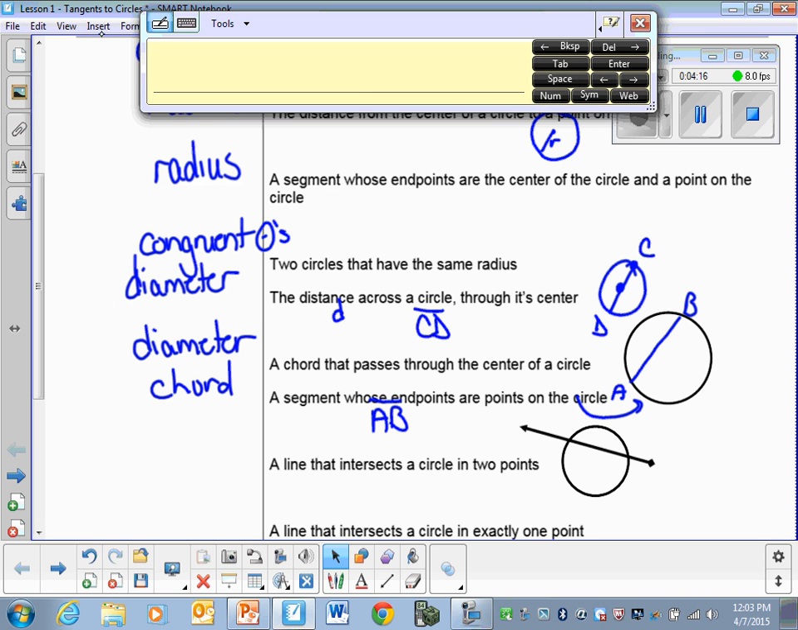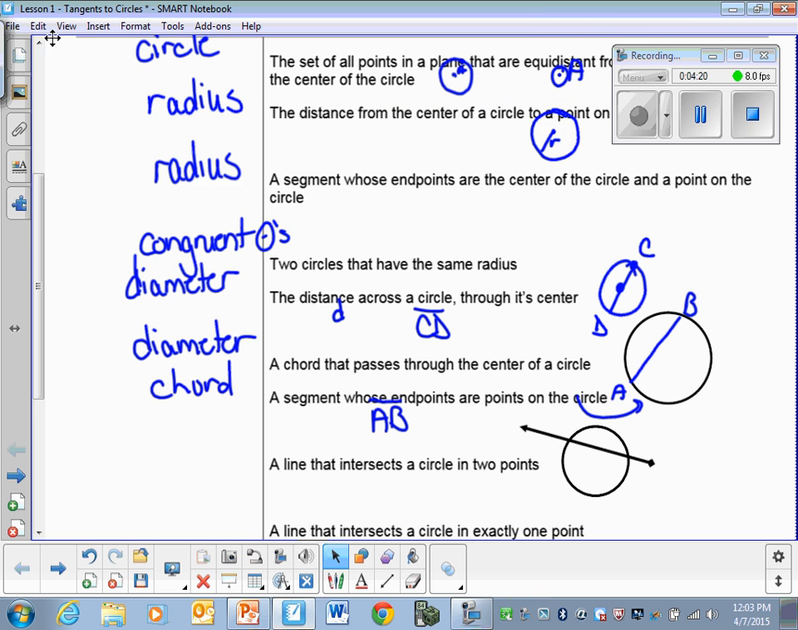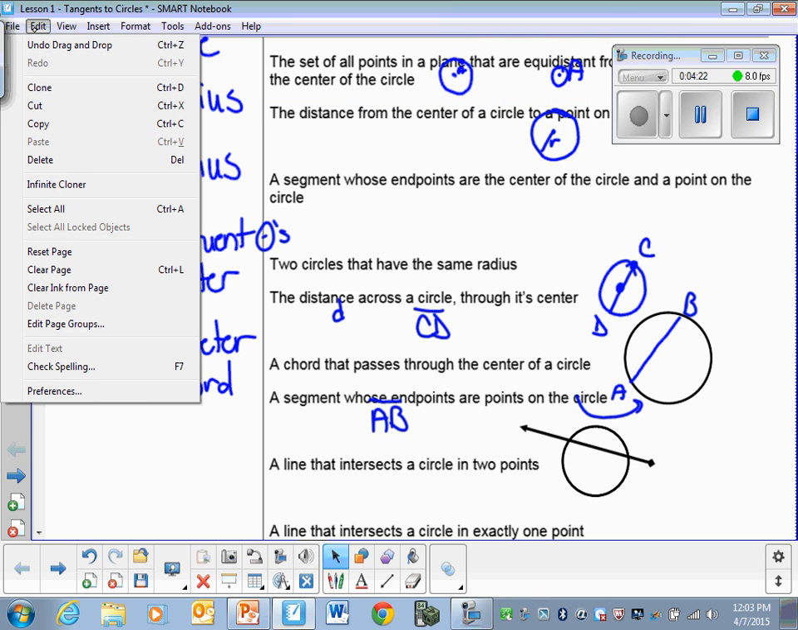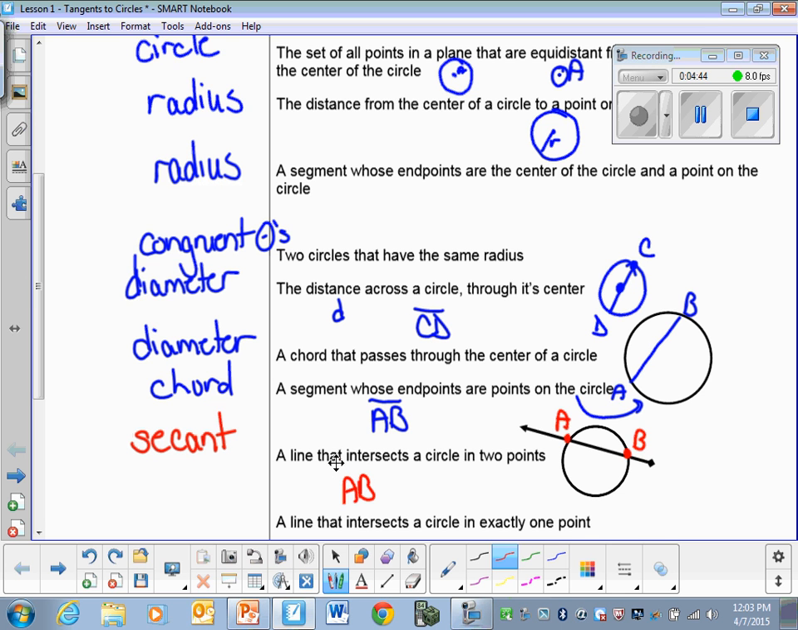Secant. Now, secants can be segments because segments are part of lines. So if I make this AB, this one happens to be line AB.